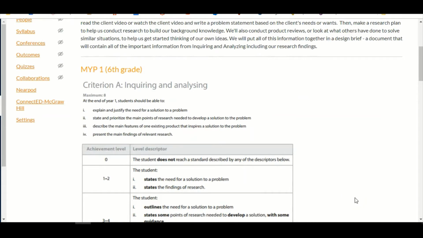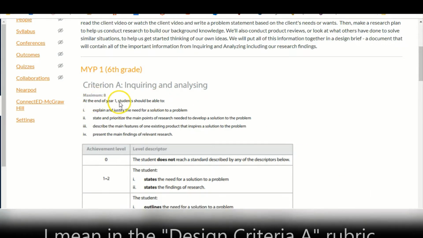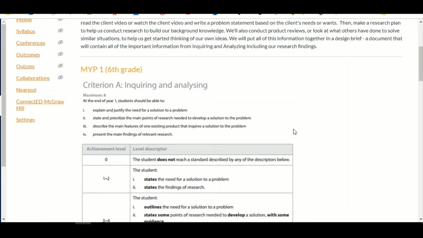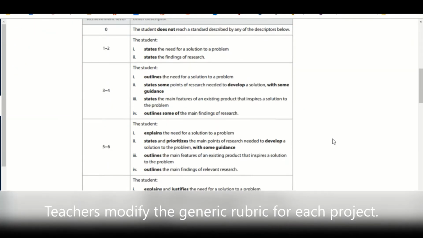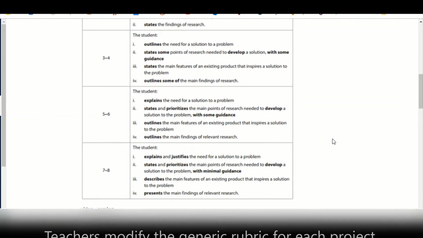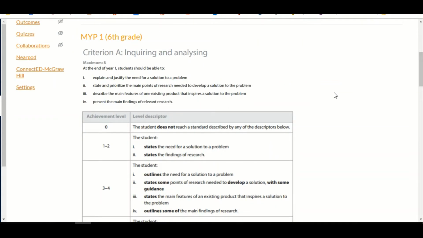At the top of the rubric, it always tells you the general goals for that subject area for that year. For instance, in the design rubric, it tells you that a 6th grader by the end of year 1 should be able to explain and justify the need for a solution to the problem, prioritize the main points of research, describe the main features of existing products, and present the main findings of relevant research. And IB provides a generic rubric for teachers to use for each of their projects. 7th and 8th grade, you have the same structure. Again, there's just more detail in certain parts of it. I do have other videos that go in more detail about command terms and achievement levels, so definitely check those out too, especially if those terms get confusing as we move forward.